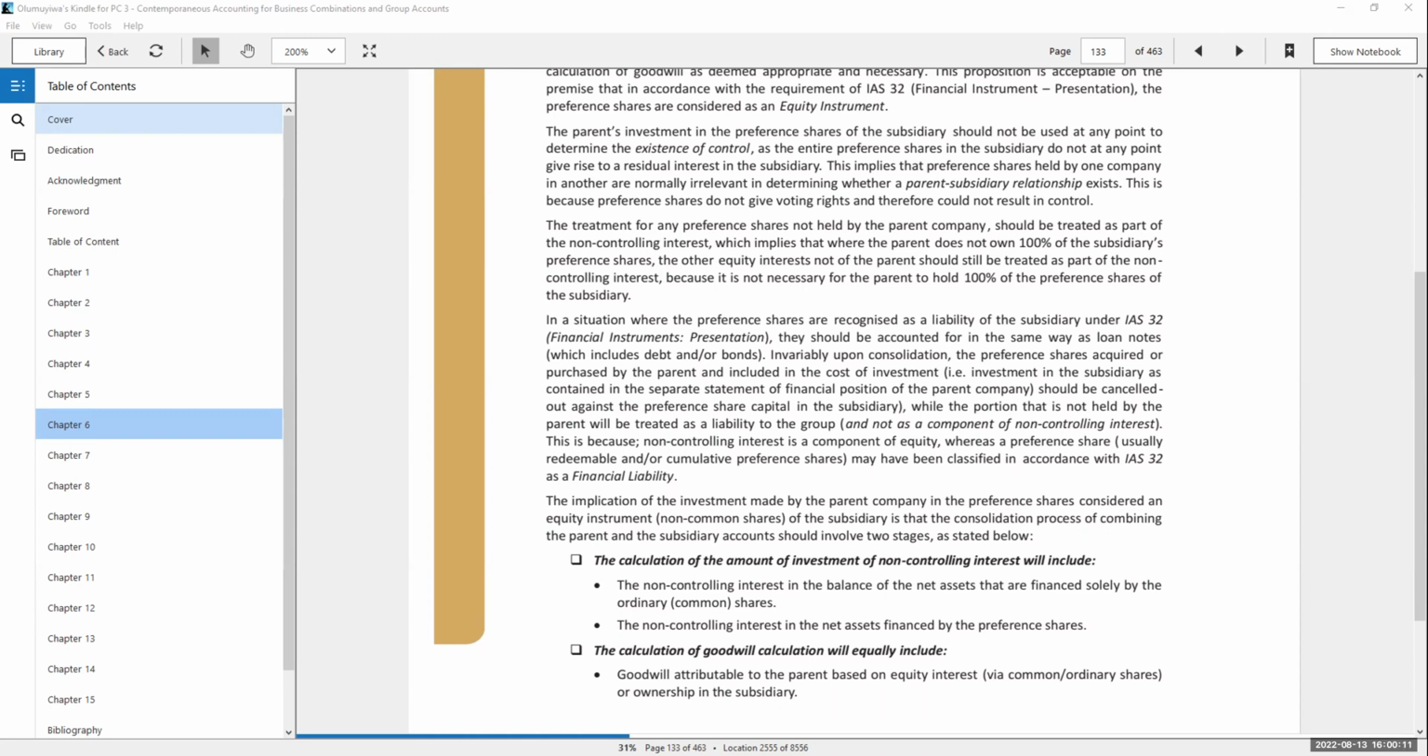Non-common shares of the subsidiaries that the consolidated process of combining the parent and the subsidiary account should involve two stages as stated below. 1. The calculation of the amount of investment in non-controlling interest will include the non-controlling interest in the balance of the net asset that are financed solely by the ordinary shares and the non-controlling interest in the net asset financed by the preference shares. 2. The calculation of goodwill. The calculation of goodwill will equally include goodwill attributable to the parent based on equity interest via common ordinary share or ownership in the subsidiary.